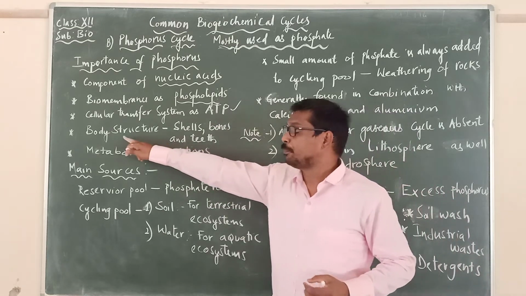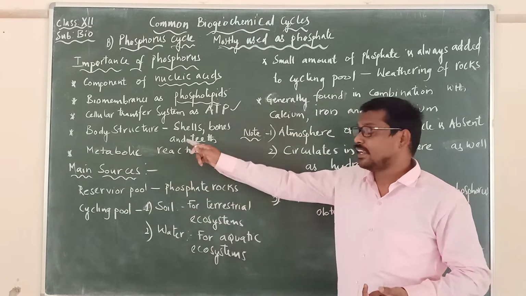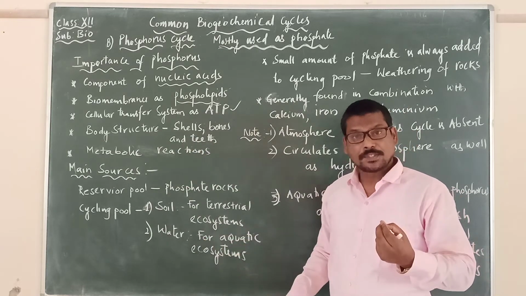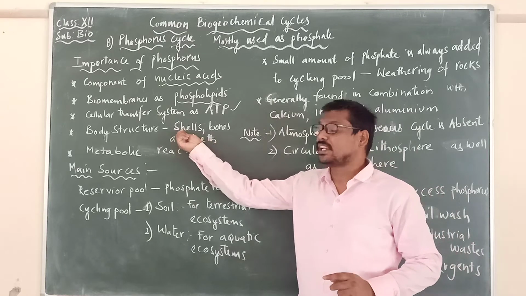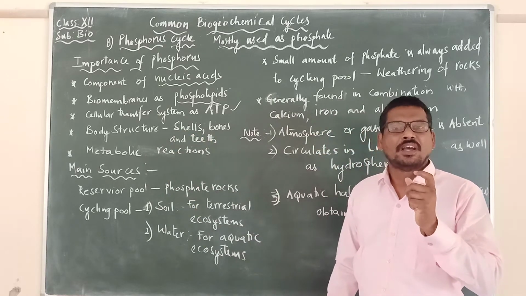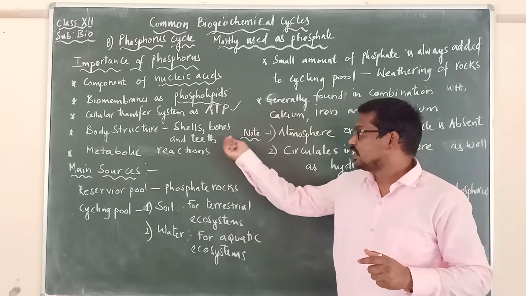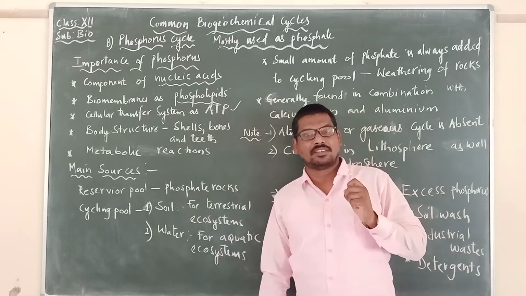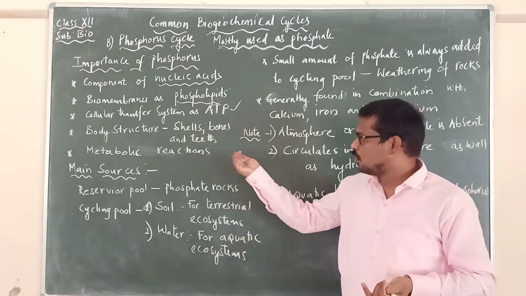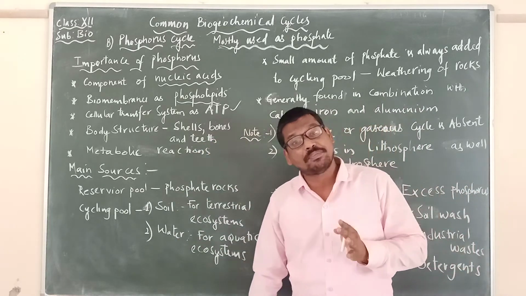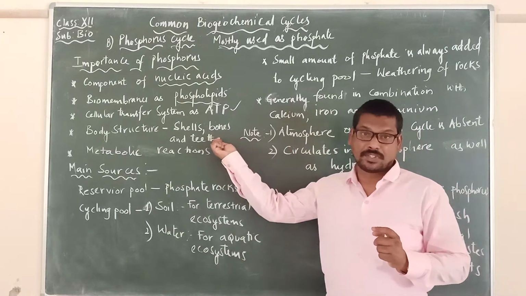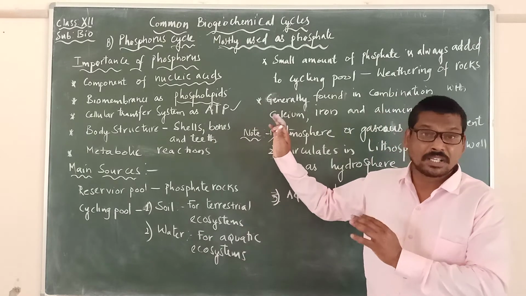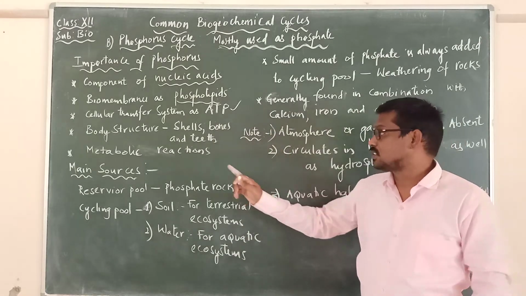And now the next one, in the body structure, phosphate, or otherwise directly we are calling it phosphorus, it is also there in the shells of different animals, in the bones and even teeth. Shells, bones or teeth, all these are having what now? The phosphorus. So another point, these are the importance of phosphorus.